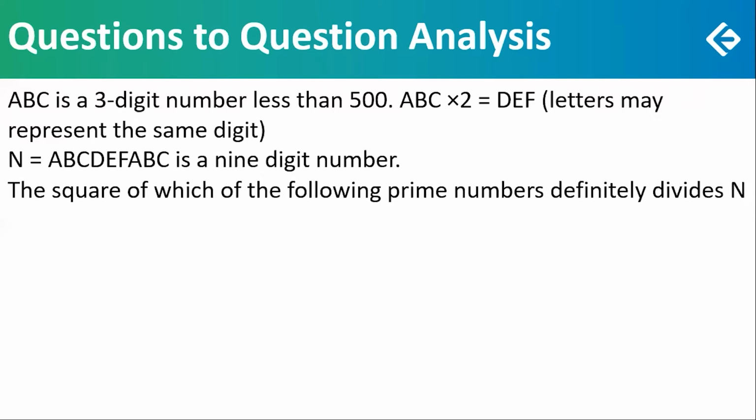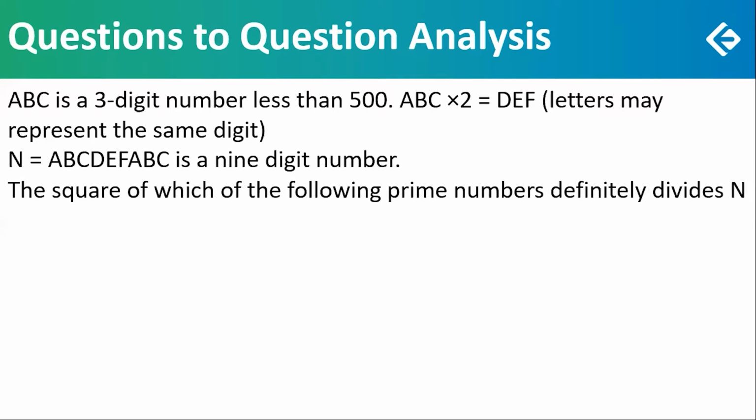A moderate question from numbers. Had it been just A, B, C, D, E, F, I would have called it an easier question. Had it been A, B, C, A, B, C, I would have called it a very easy question. It's something that you've done in classrooms. Just because of A, B, C, D, E, F, A, B, C, I am calling it a moderate question.